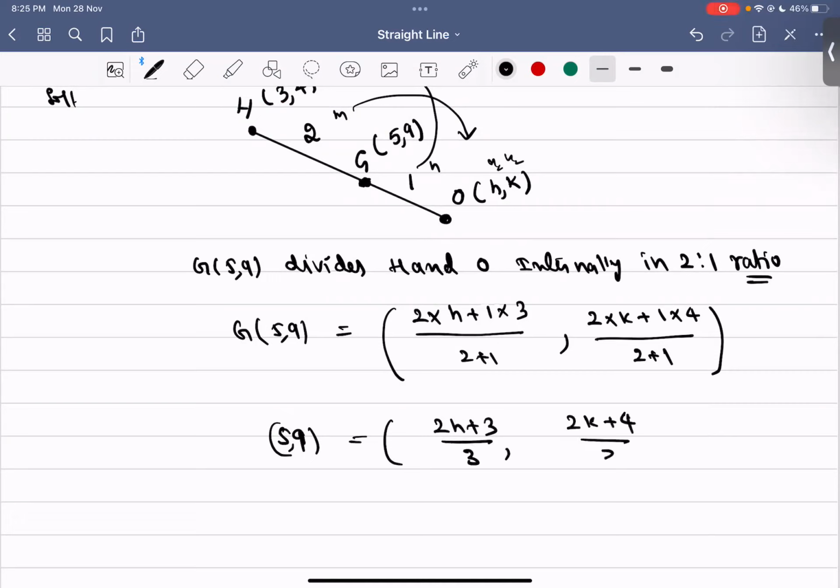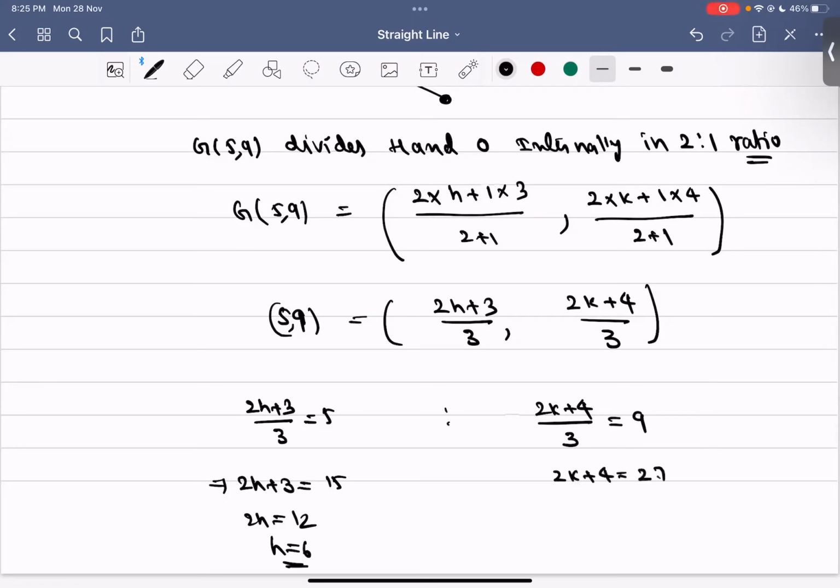So our requirement is h, k. From this, (2h + 3)/3 is equal to 5. That implies 2h + 3 is equal to 15, so 2h is equal to 12, h is equal to 6. Next, 9 is equal to (2k + 4)/3. So 2k + 4 is equal to 27, 2k is equal to 23, k is equal to 23/2.